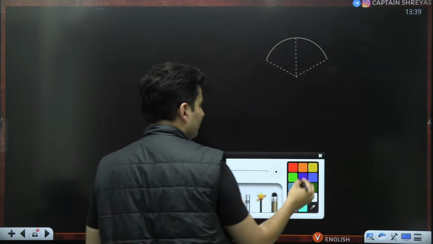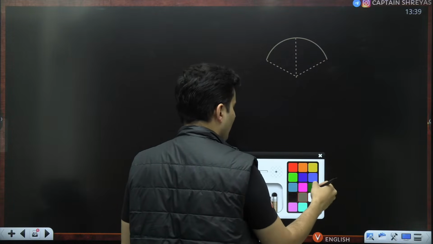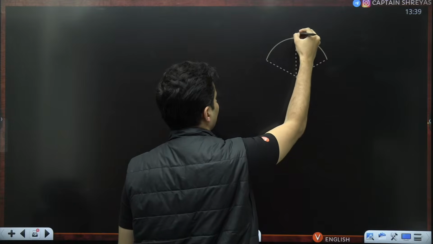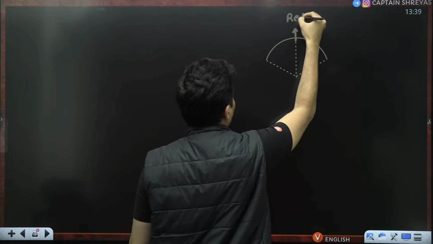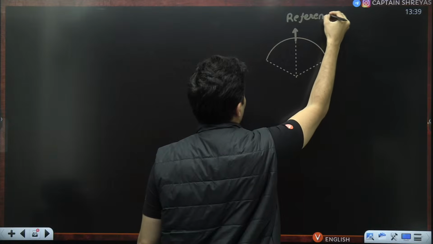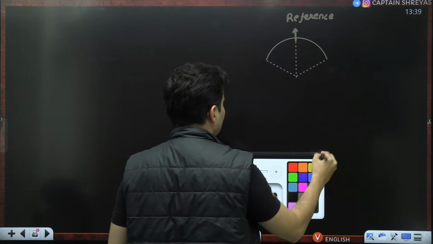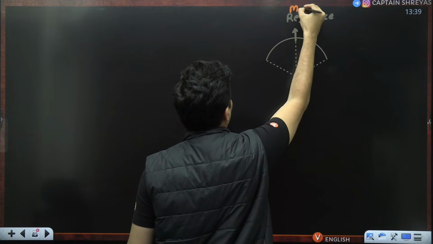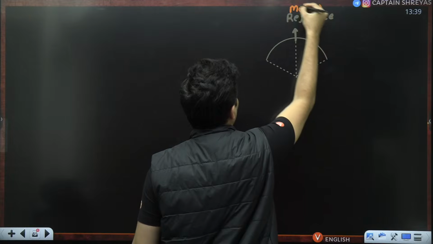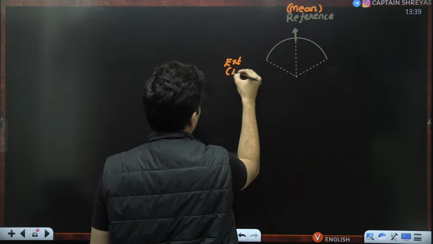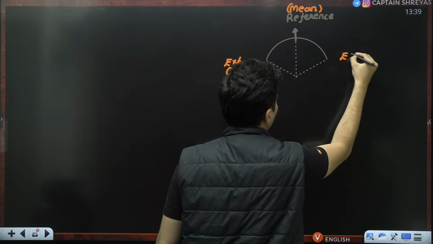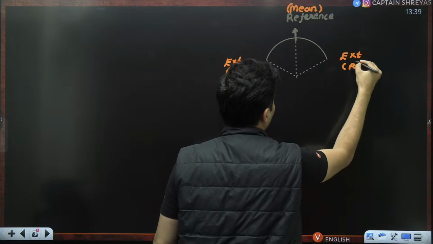So now you always have a reference line. So let's say this is our reference. In this case, the reference also happens to be our mean position, and this over here is extreme left and this over here is your extreme right position.